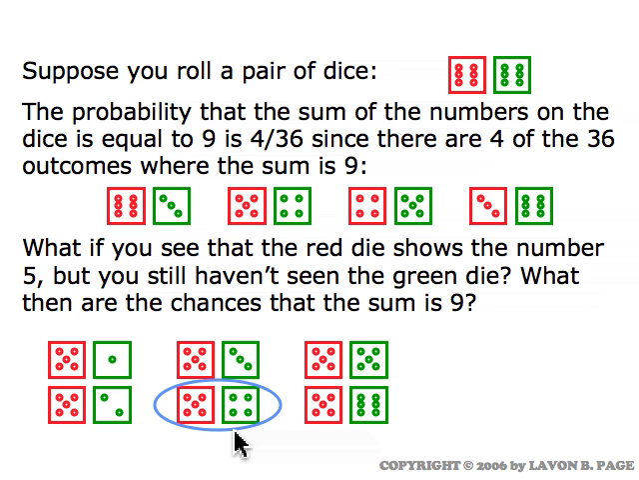So the new information that we have in effect says that no longer do we have 4 chances out of 36, but we have 1 chance out of 6, because the given information, the new information that has come along, reduces us to these 6 possible outcomes, and only one of those 6 gives us a sum of 9.